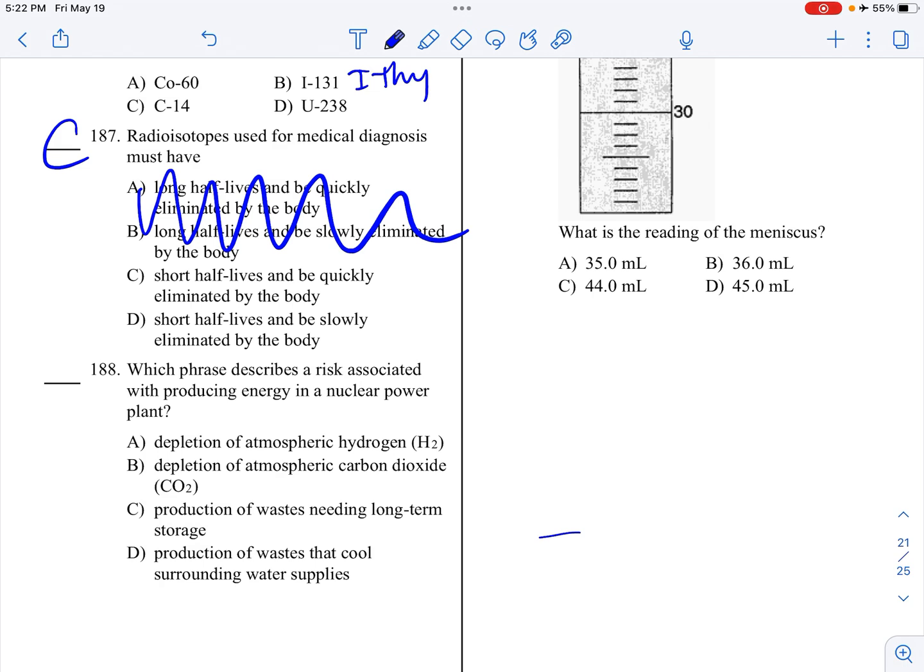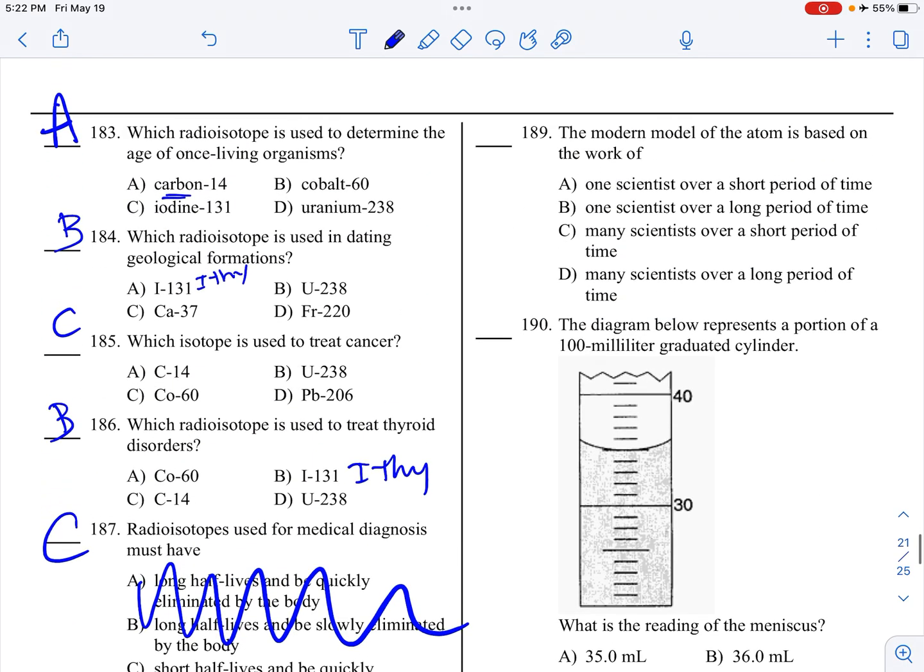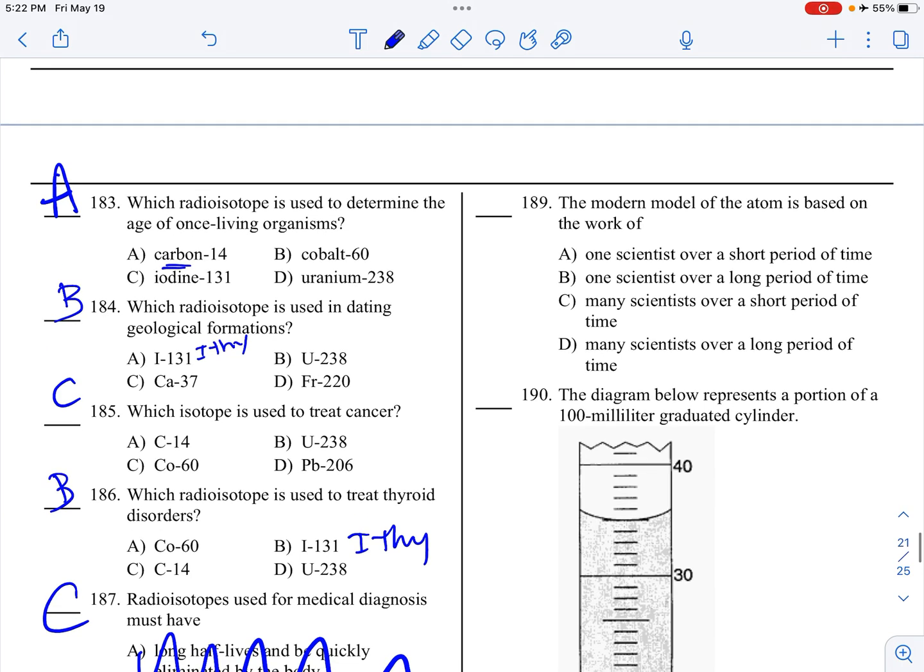How about getting rid of the waste, nuclear waste? See, the modern model of the atom is based on the work of one scientist or many scientists, and it's taken a long, long time. We're talking ancient Greece for the work of Democritus, all the way up to the 1900s.